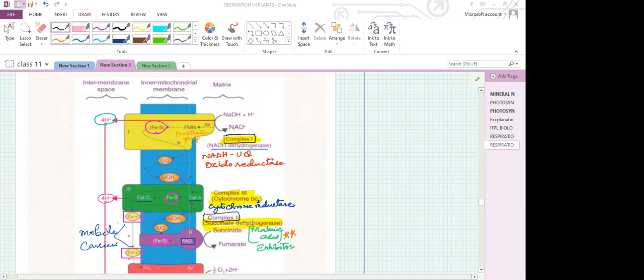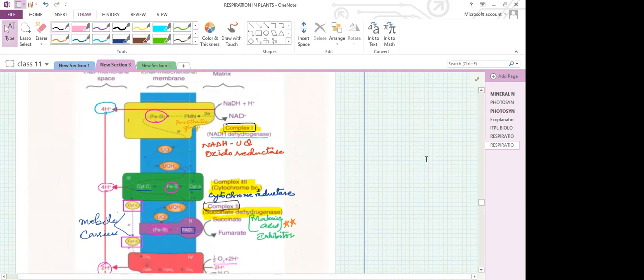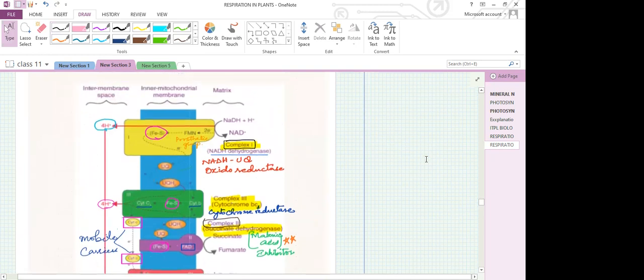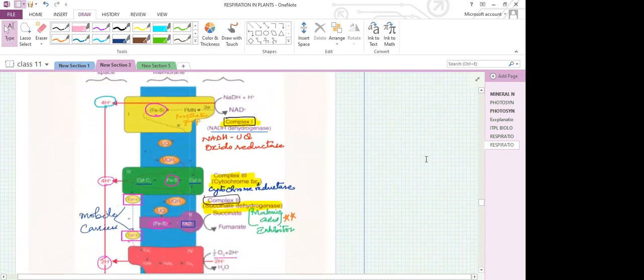Once it gets reduced, after passing the electron, what does it do? It pumps the protons into the intermembrane space, the perimitochondrial space. So the pumping of hydrogen, the proton, is happening. We call it proton. So a proton gradient is forming in the inner mitochondrial space. Let us understand that completely.